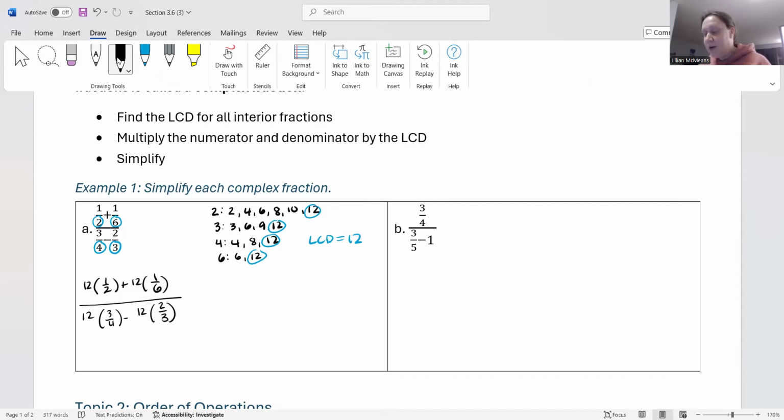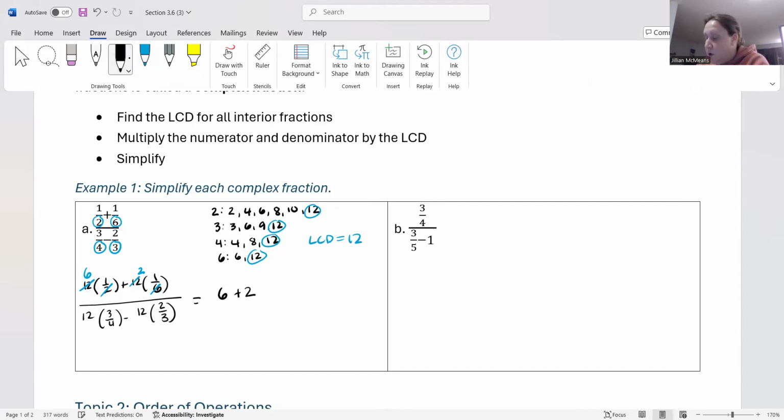Okay. And now something really, really cool happens. We need to do a little division. So looking at this 1/2 times 12, this denominator of 2 will divide into 12 6 times, and I'm left with just 6 times 1, which is 6. I would much rather deal with a 6 than a 1/2. Looking at the second half of the numerator, the denominator of 6 divides into the 12, the LCD, twice, leaving me with just 2 times 1.